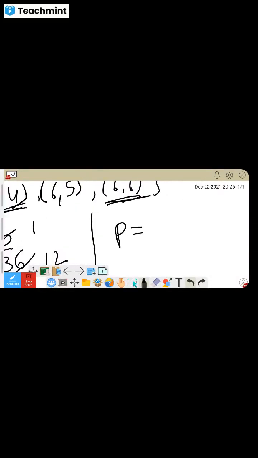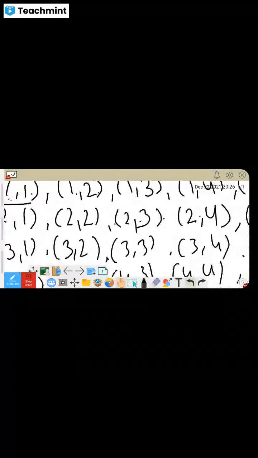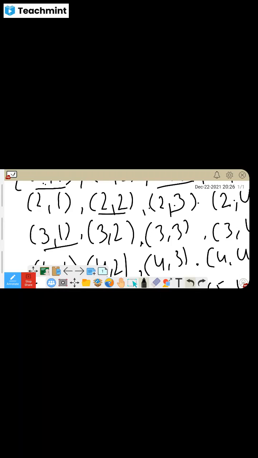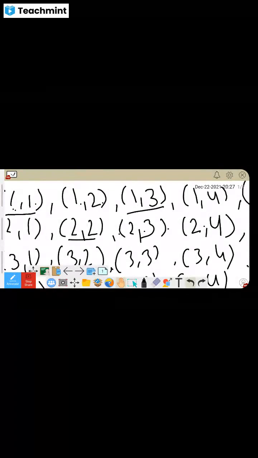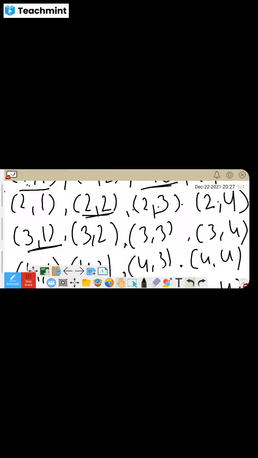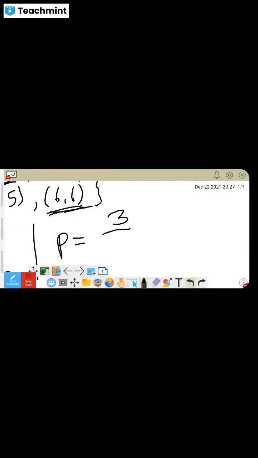See, for sum 4: 2 plus 2, how many? Yes, this one. And 3 plus 1, and one more, 1 plus 3. So we only have 3 favorable outcomes, and the total outcomes are 36, so the probability is 3 by 36, which is 1 by 12.